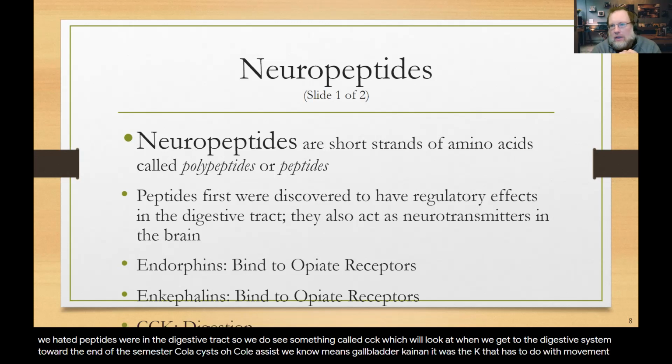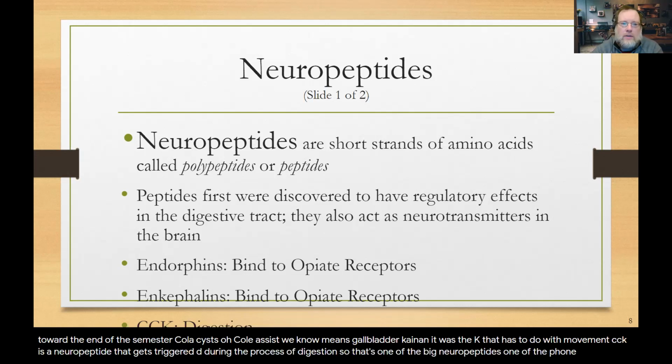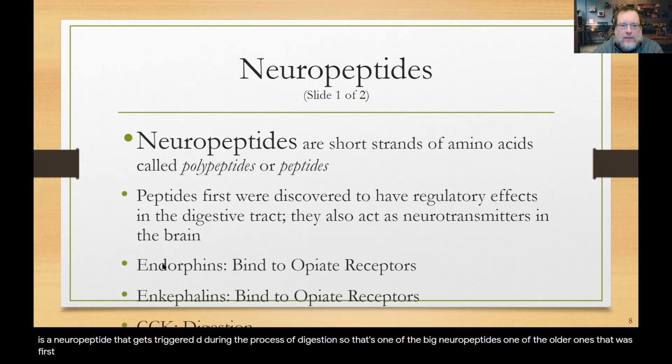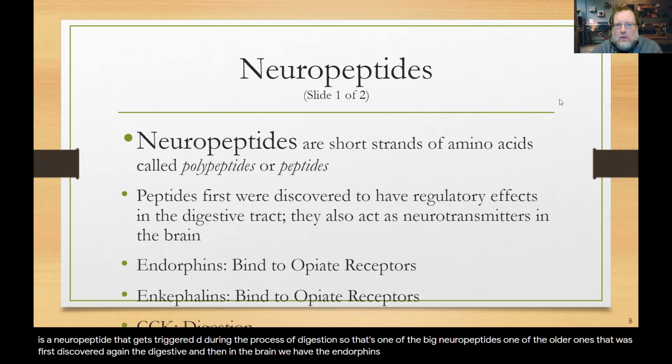CCK is a neuropeptide that gets triggered during the process of digestion. So that's one of the big neuropeptides, one of the older ones that was first discovered in the digestive tract. And then in the brain, we have the endorphins and the enkephalins. Those are going to be opiate receptors or feel-good chemicals.